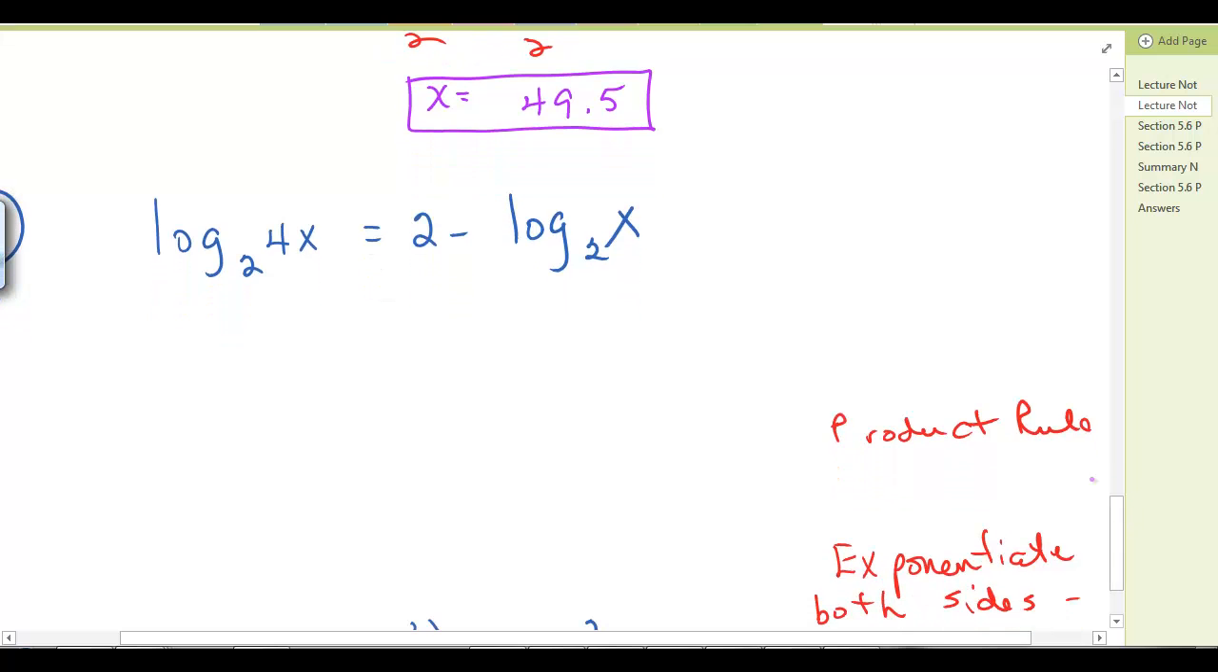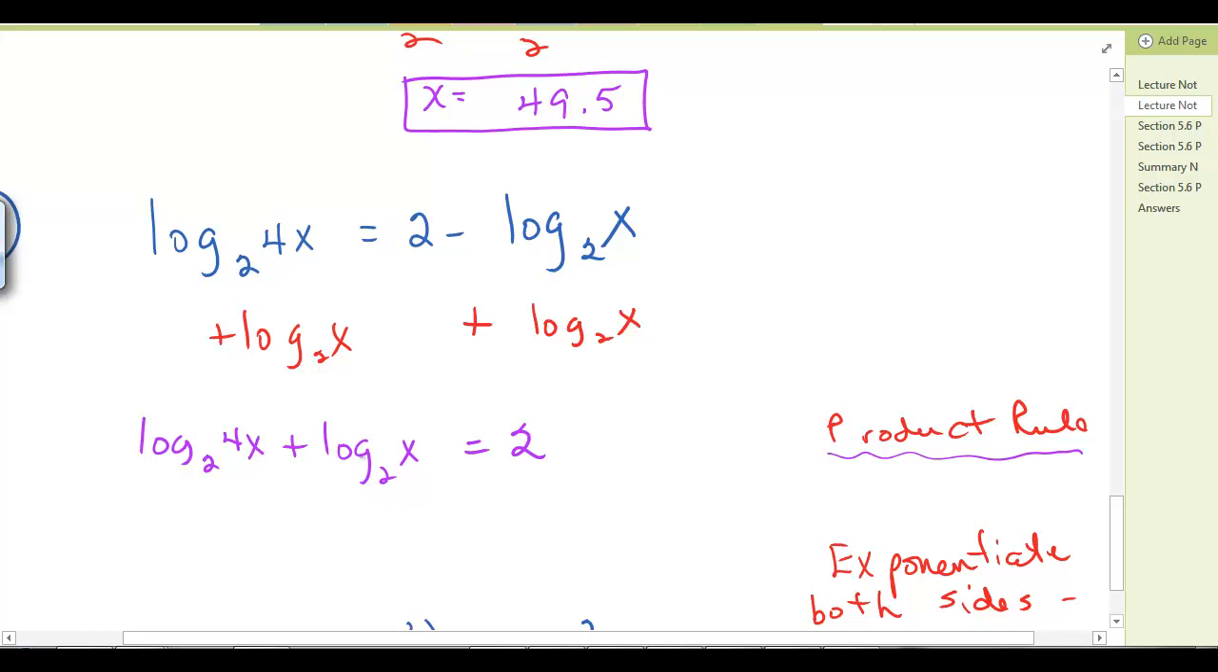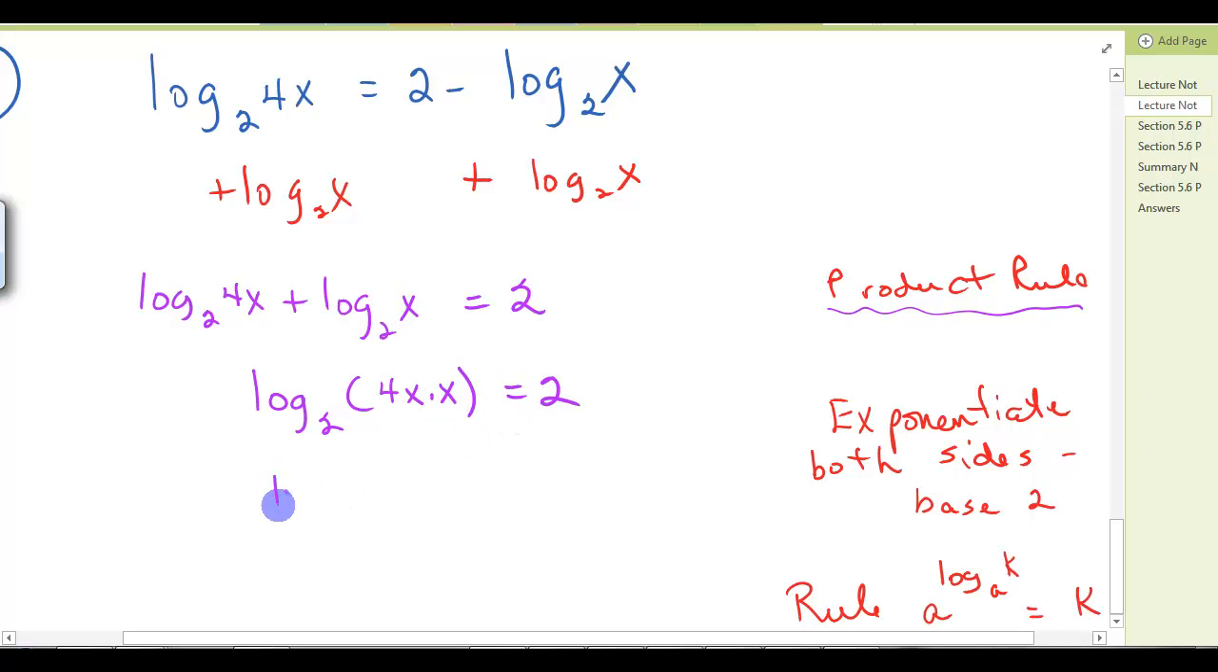Log base 2 of 4x equals 2 minus log base 2 of x. Well, let's get the log items together. So we're going to add this, do that on both sides. And so we now have log base 2 of 4x plus log base 2 of x equals 2. We're going to use our product rule, which says if you've got two logs added and they're the same base, you can write them as a single log. All right, so we now could write this as log base 2 of 4x times x equals 2, and that's log base 2 of 4x squared equals 2.